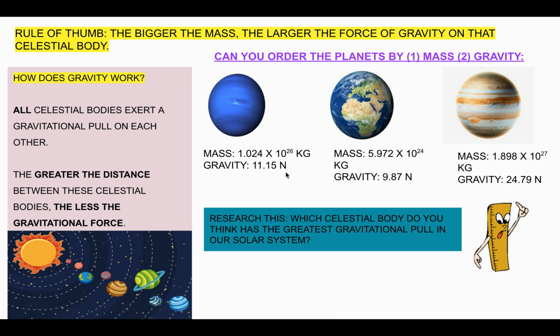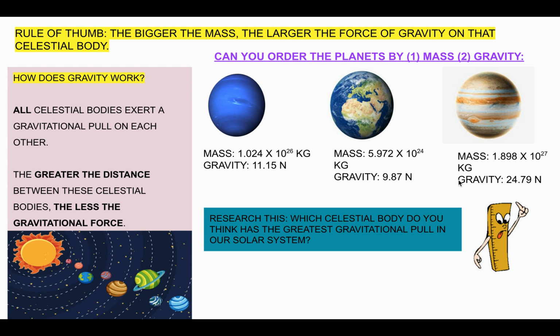If you look at the gravitational pull and see the relationship here between mass and gravity, what do you see? Look at the numbers. We have 1.024 times 10 to the power of 26, which is an enormous mass. It has a gravitational pull or gravity of 11.15. We have the Earth, which has a mass of 5.972 times 10 to the 24, which again has a gravitational pull of 9.87. Remember, we said it's a factor of 10. So when we have a factor of 10, really what we're doing there is rounding it to 10. And also then the final one here, which is 1.898 times 10 to the power of 27.